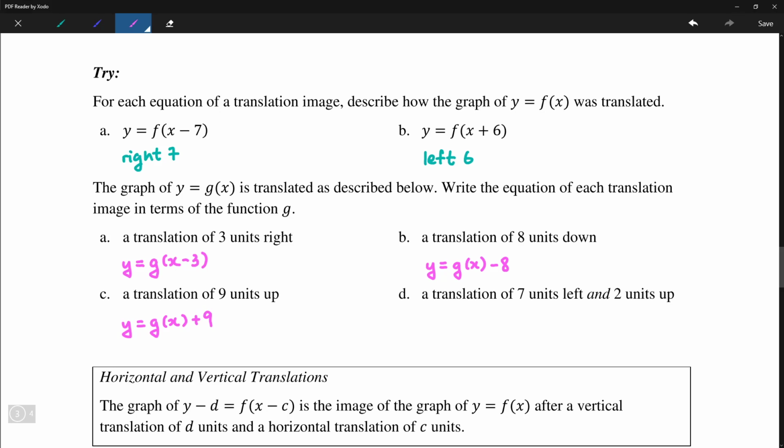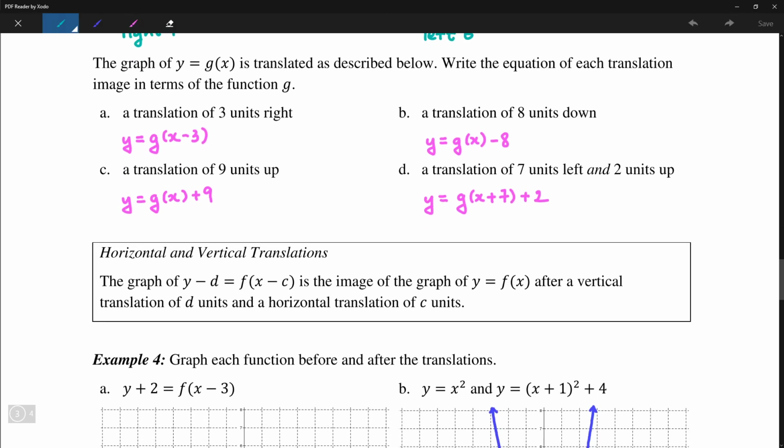And finally, a new type of question. We can actually, of course, combine the horizontal translation and the vertical translation. So we have y equals, in this case, left 7 spaces, so g of x plus 7, and then 2 units up, so this would be plus 2 outside of the parentheses. Okay. So that's why we chose different letters for horizontal and vertical translation. Usually d denotes the vertical translation and c denotes the horizontal translation. And we set the letters a and b to be for different transformations as well.